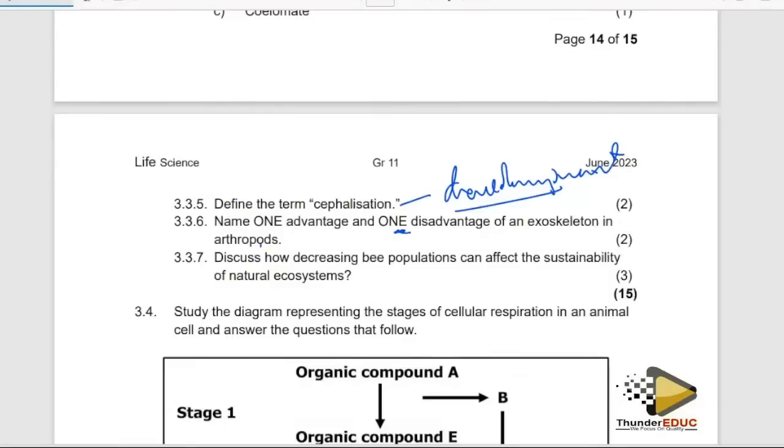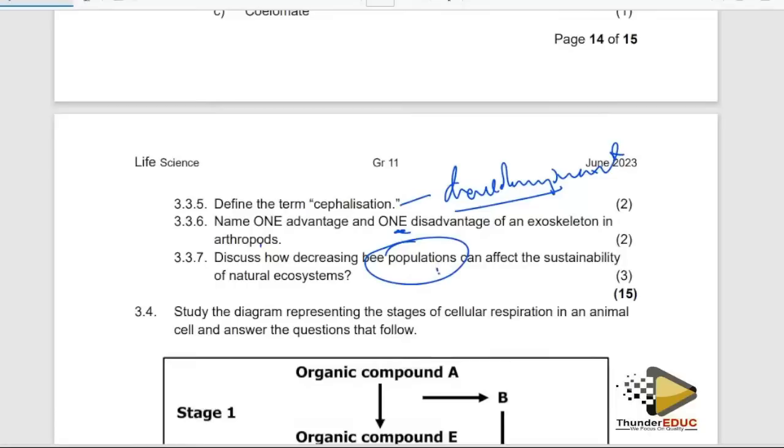Hence, it becomes a challenge to them. Discuss how the decrease in the bee population can affect the sustainability of the ecosystem. Don't forget that these bees are very important for pollination. And now, if the population has decreased, then automatically you're going to have less pollination.